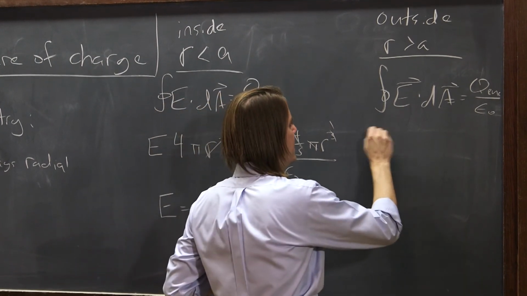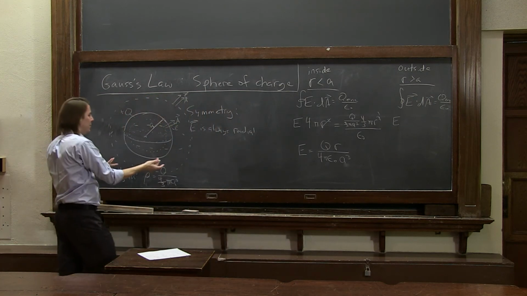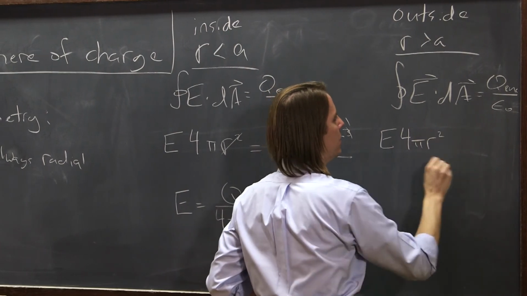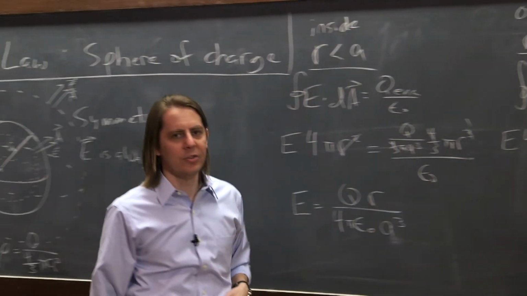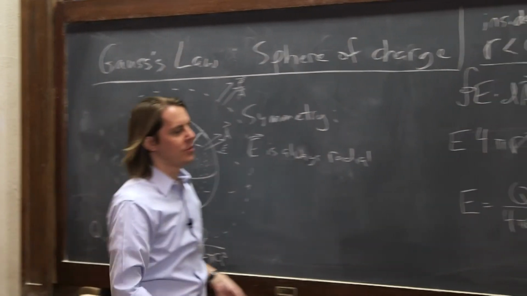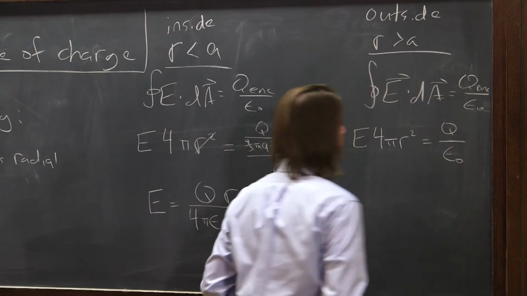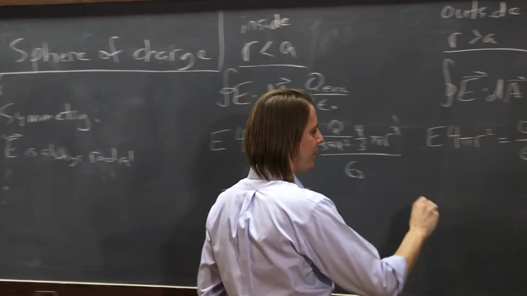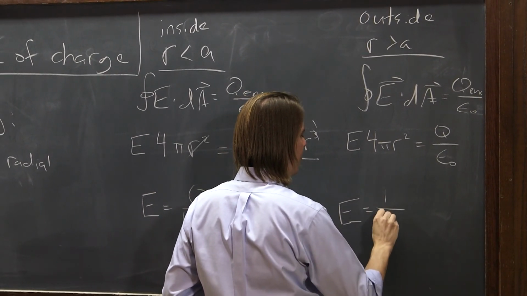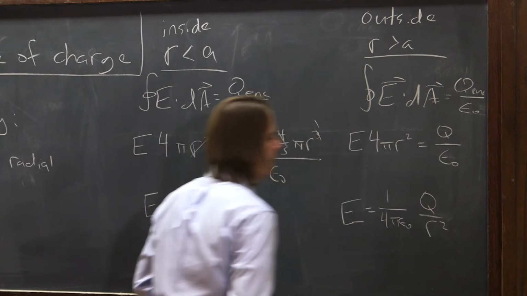So again, you just get E. And the area of the Gaussian surface, it's at radius r. It's 4 pi r squared. E times 4 pi r squared equals Q enclosed. Well, that's much easier this time because it encloses the entire charge. So it's just plus Q over epsilon naught. So if we solve that for E, we get something that looks familiar: 1 over 4 pi epsilon naught, Q over r squared.